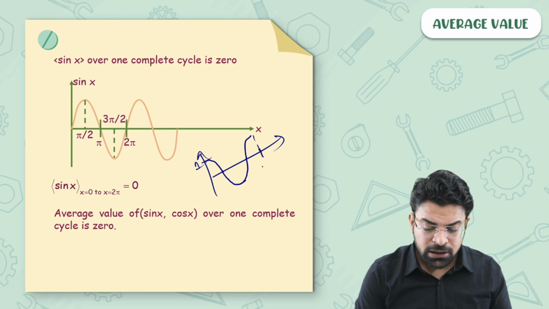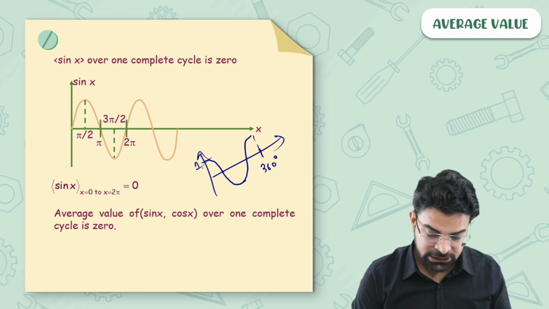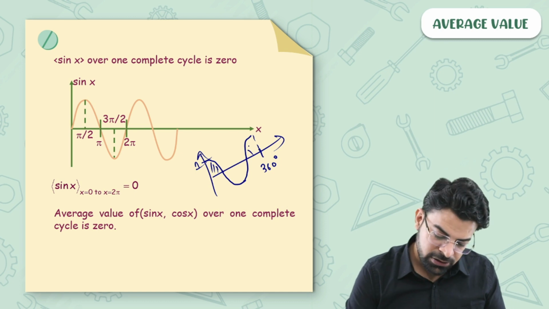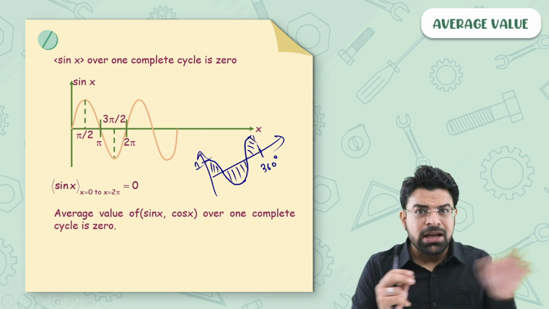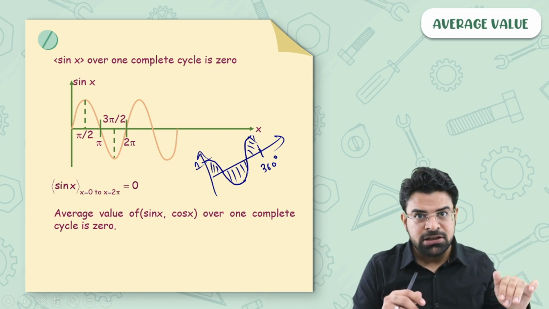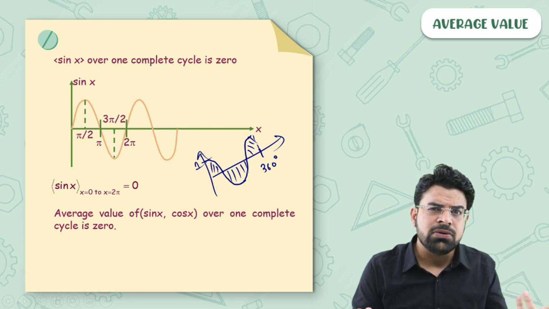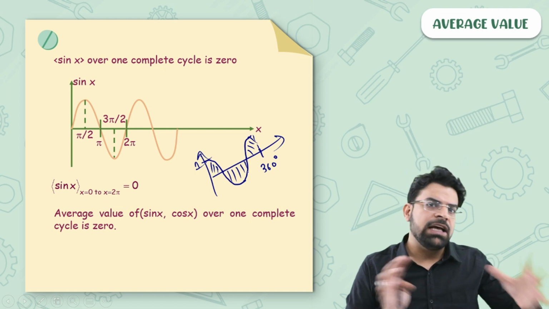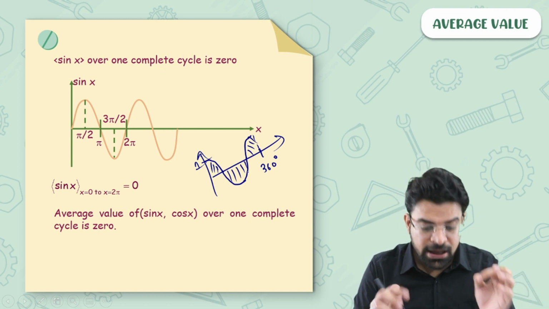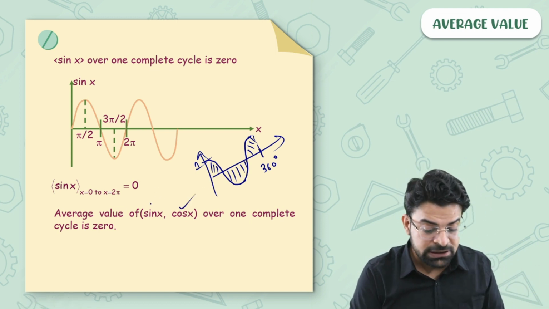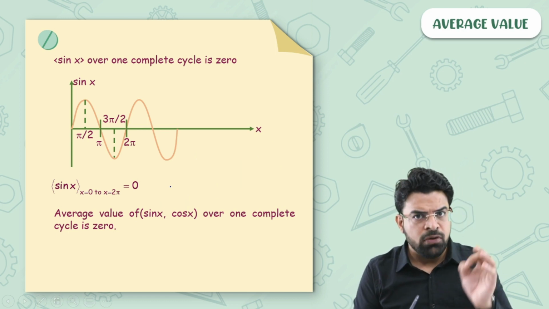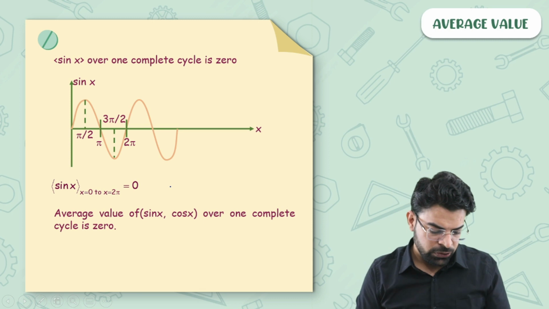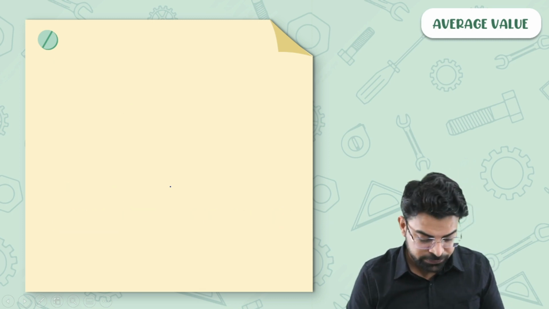If you look at one complete cycle from 0 to 360 degree, here you have got positive area, here you have got positive area, and here you have got negative area. But the total area under the cos x versus x graph from 0 to 360 comes out to be 0. Since the area under the cos x versus x graph from 0 to 360 is 0, the average value of cos x over one complete cycle is 0. So just remember, the average value of sin x and cos x over one complete cycle comes out to be 0. I will use it in some later chapters.